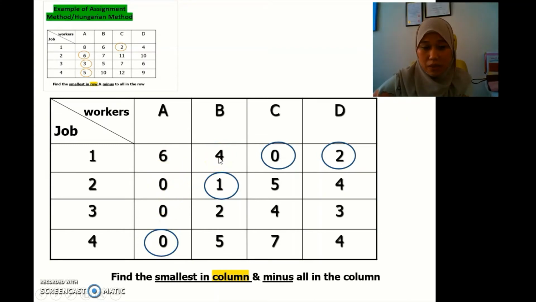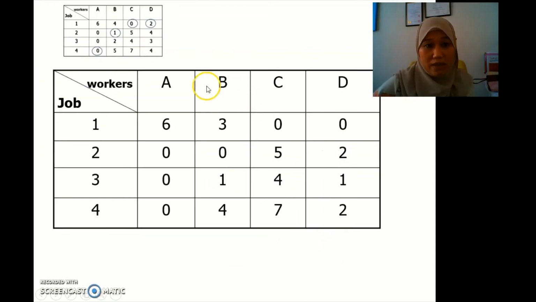And then for column B, so 4 minus 1, 1 minus 1, 2 minus 1, and 5 minus 1. For column C, so no change at all because we minus with 0 is the smallest one. And for D, okay, the 2 is the smallest, so this is 2 minus 2, 4 minus 2, 3 minus 2, and 4 minus 2. So we need to do another table for the answer. Okay, this is the answer that we get. Okay, so we got 6000, 3014, and then so on.